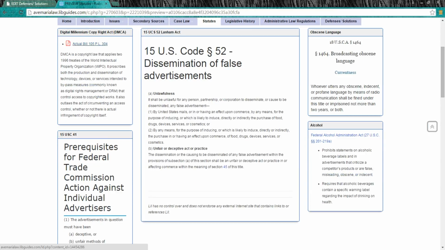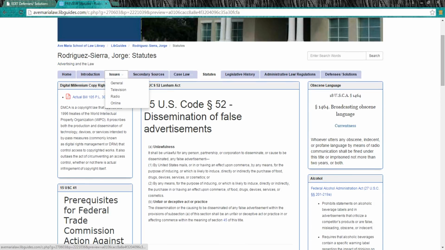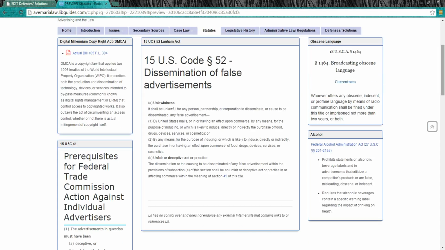So I have a copy of the DMCA, and it goes on to talk about the trademark laws online. Again, I did that. Another place I used that was the obscene material and obscene language, 1464.